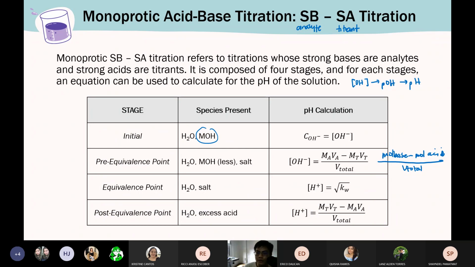Then, at equivalence point, just like earlier in SASB, pH is 7 din. Okay. So, because the water is the major contributor for the pH, the pH here is always equal to 7. And at post-equivalence, parehas din siya with SASB kanina. Dito naman, we have an excess of titrant acid, no? So, yung excess acid naman, this is still MTVT minus MAVA over total volume. Okay? So, ganun lang siya.